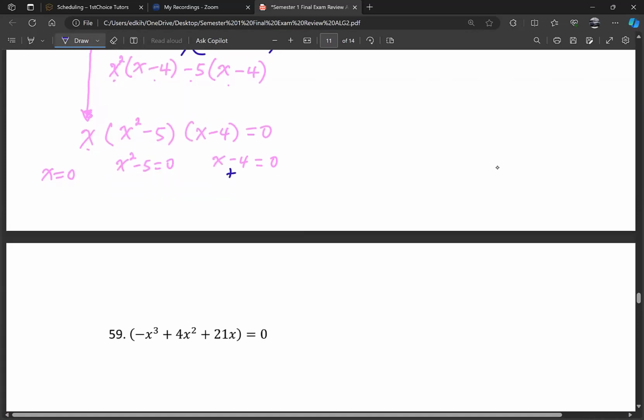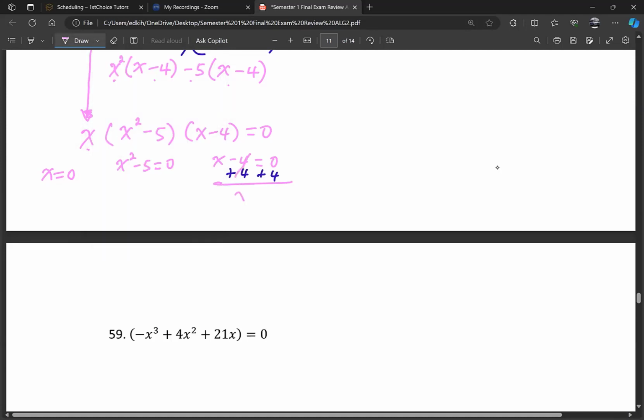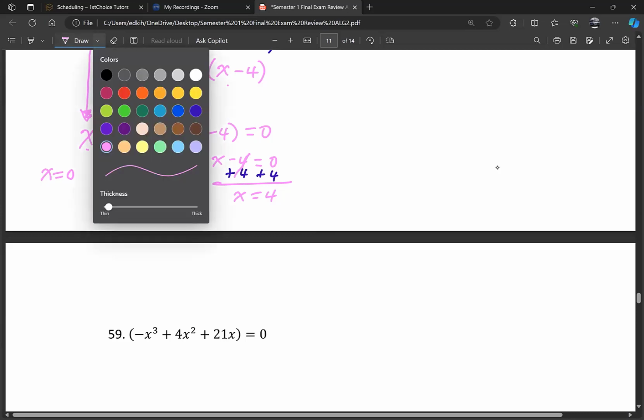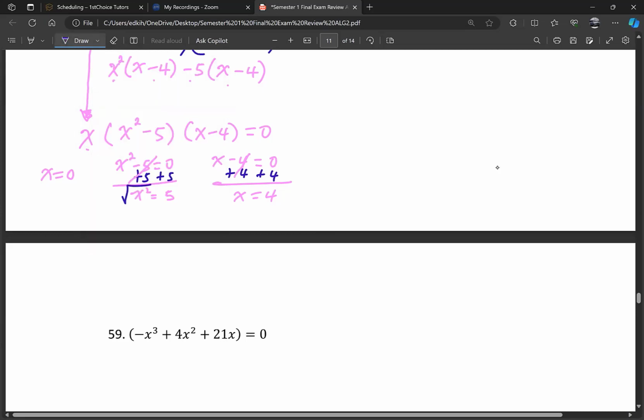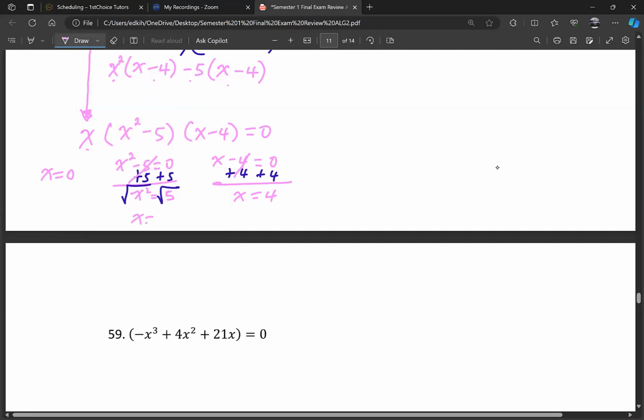For this one, I'm going to add 4 to both sides. The 4s, of course, cancel, so we end up having x equals 4. The second one, I'm going to add 5 to both sides. Now these cancel, and we have x squared equals 5. But we don't want x squared, we just want x, so you have to take the square root. And we end up having x equals plus or minus the square root of 5.